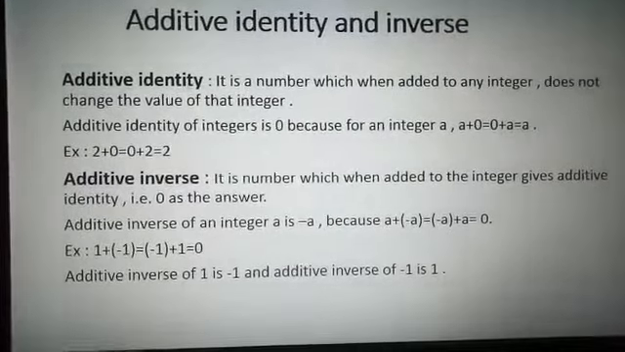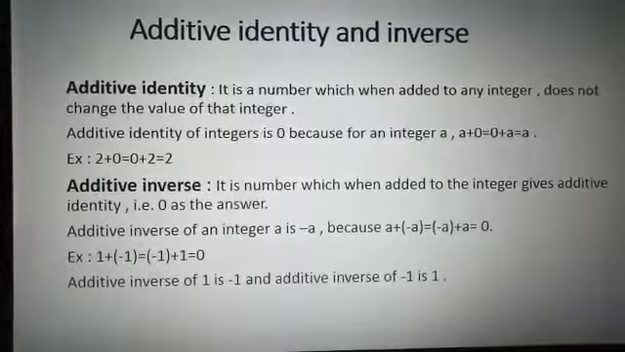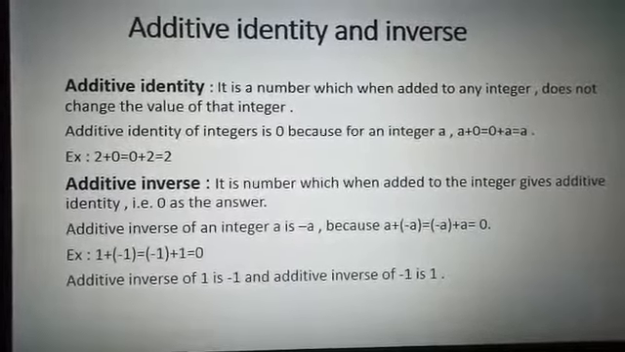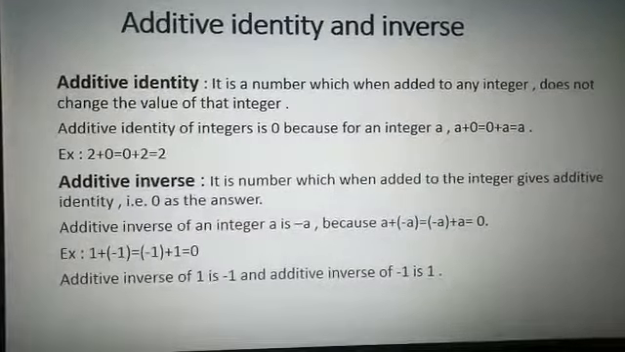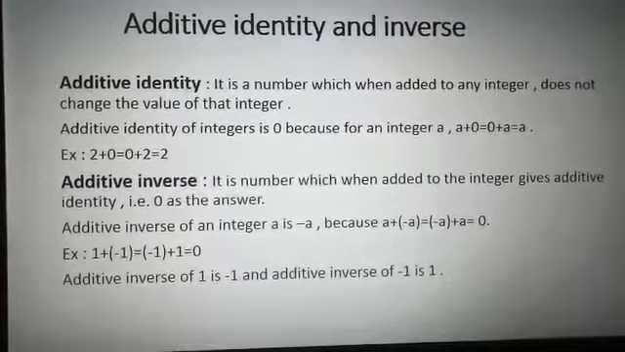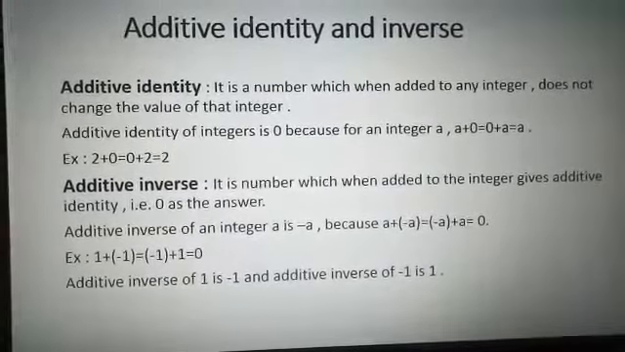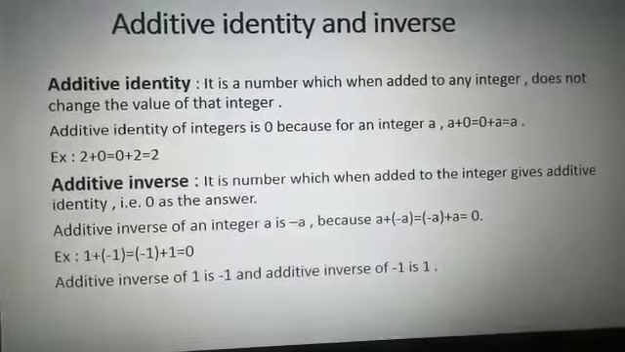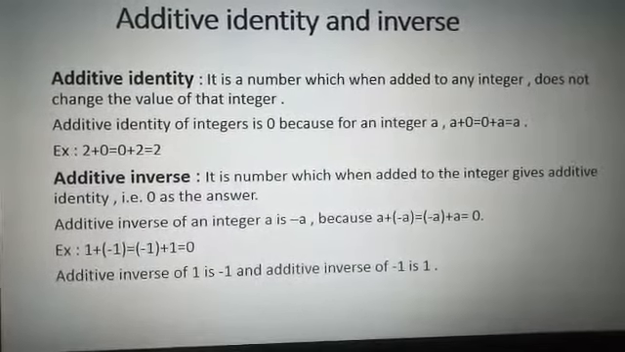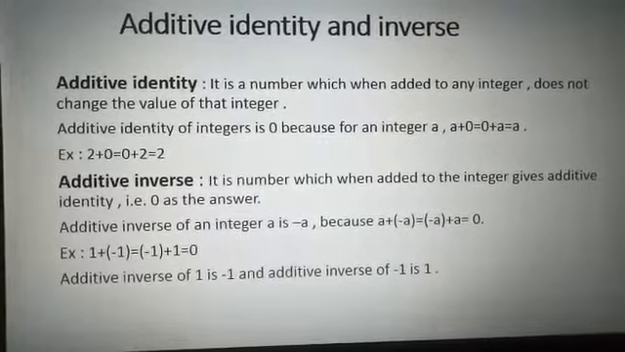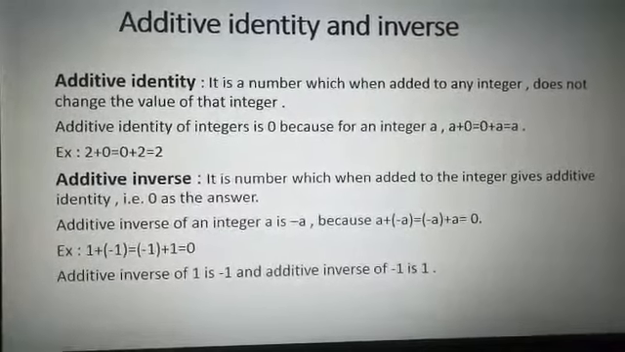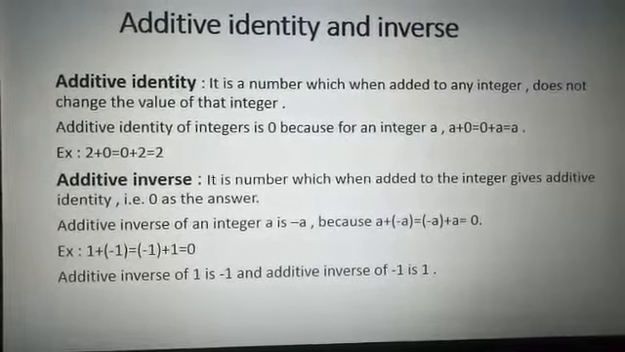So 0 is the additive identity. If we add 0 to any integer, any number, you will get the same number as it is. Suppose we add 0 to 100, what will happen? Does the number change? No, 100 will be as it is, because if we add 0 to 100, our answer will be the same. That means 0 is the additive identity. Understand the thing? Okay.